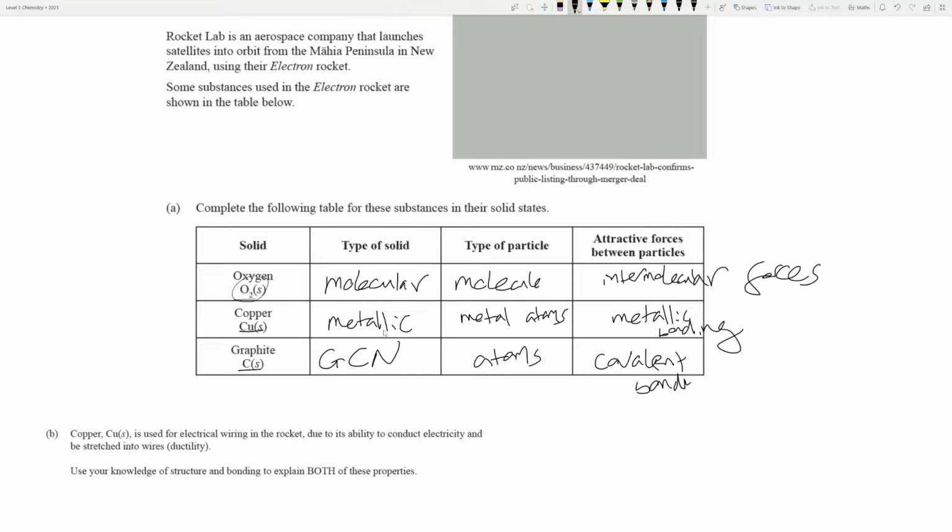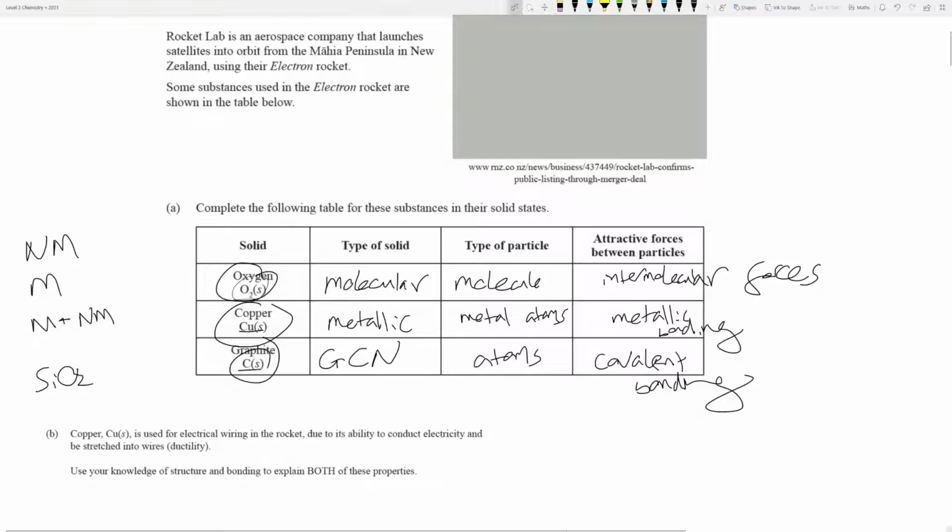So you just need to look at what type of solid you have. If it's non-metals, then it's molecular. If it's metals, it's metallic. If you have a metal plus a non-metal, then it's ionic. And giant covalent network is just your silicon dioxide, graphite, and diamond. So just make sure you know the basics.